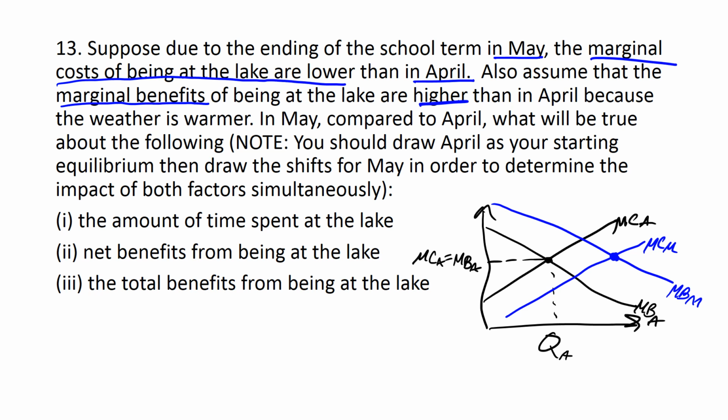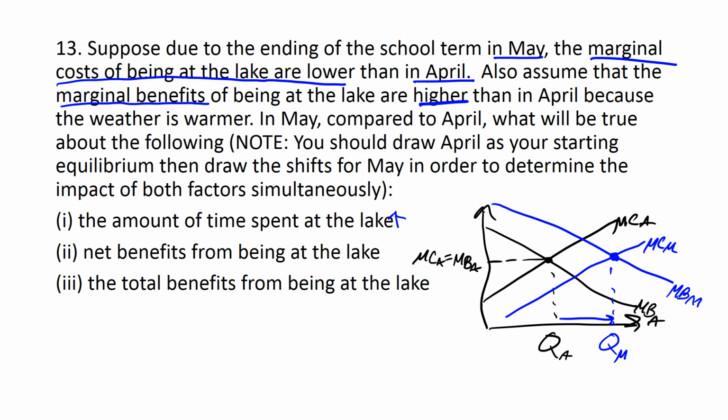Both of the curves have shifted, and so anytime both curves shift, there's something that's going to be unknown, so we need to pay attention. When looking at the amount of time at the lake, we can tell for certain that that's gone up in May because higher marginal benefits would make you go more and lower marginal costs would make you go more. So we can tell for certain this has gone up. So the amount of time at the lake is higher.